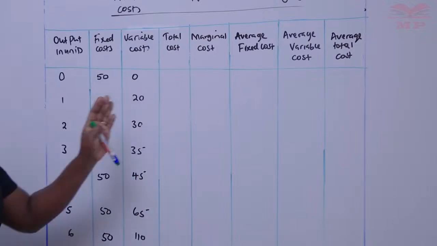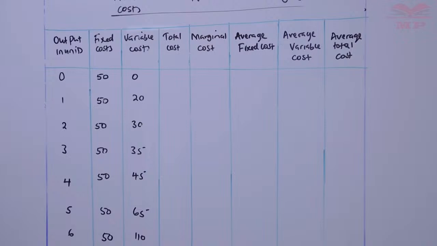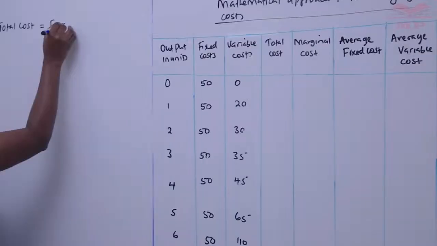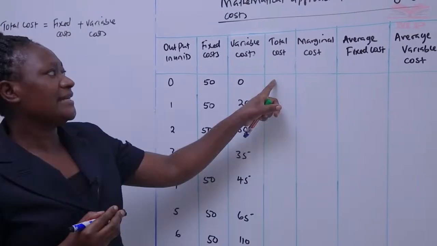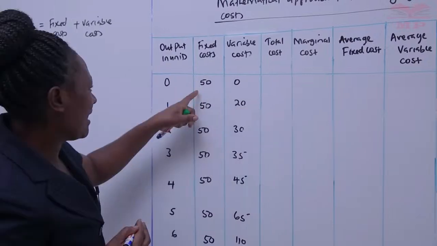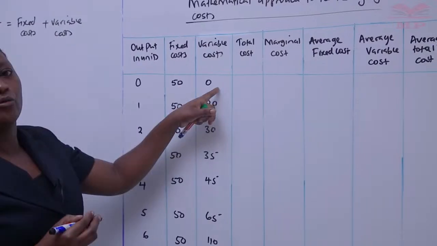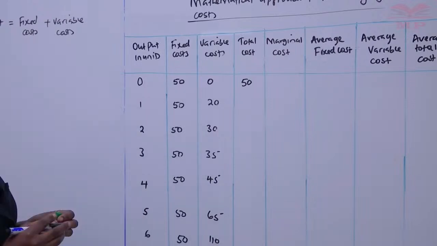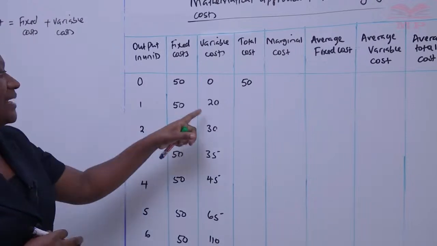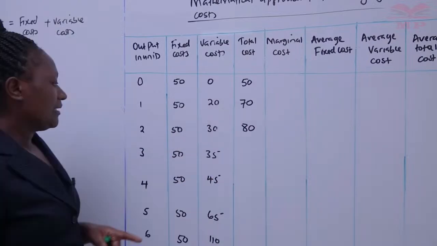So how do we calculate the total cost? To calculate the total cost, we said that total cost equals fixed costs plus the variable cost. So for this at 0 output, we are taking 50 plus 0, which will give us a total cost of 50. Then for the next 1 unit, we have fixed cost 50 plus 20, and 50 plus 30, which will give us 80.